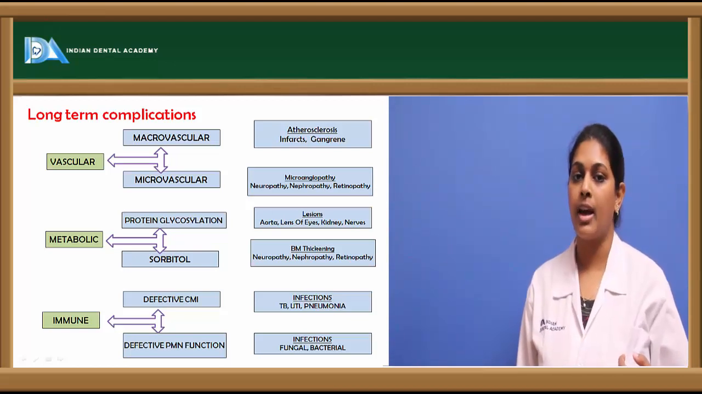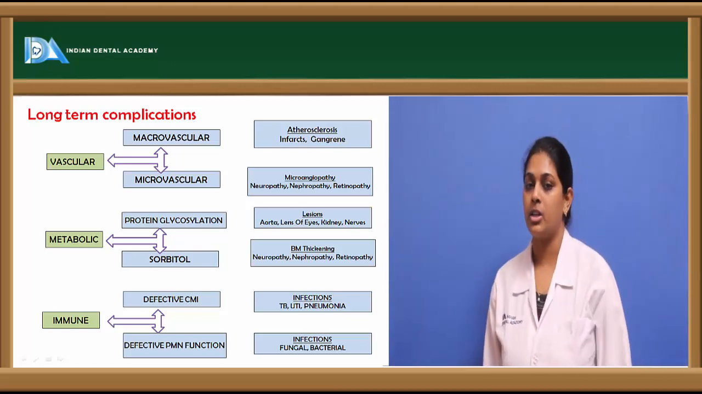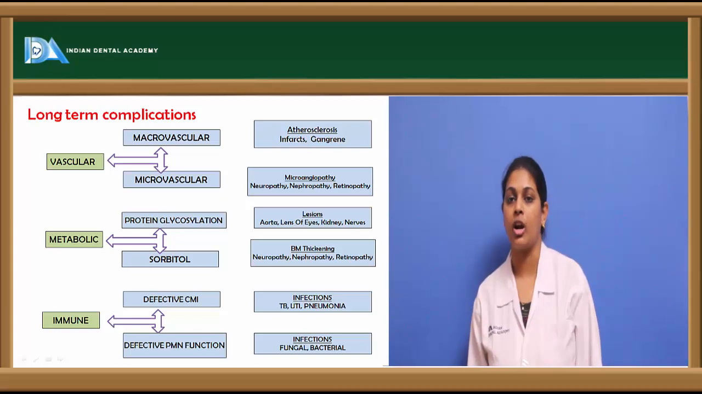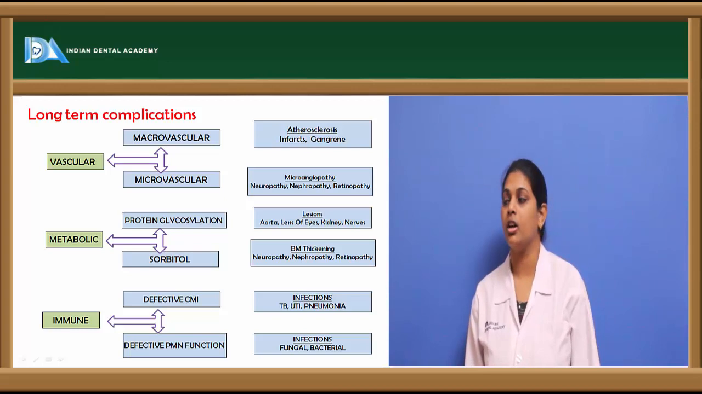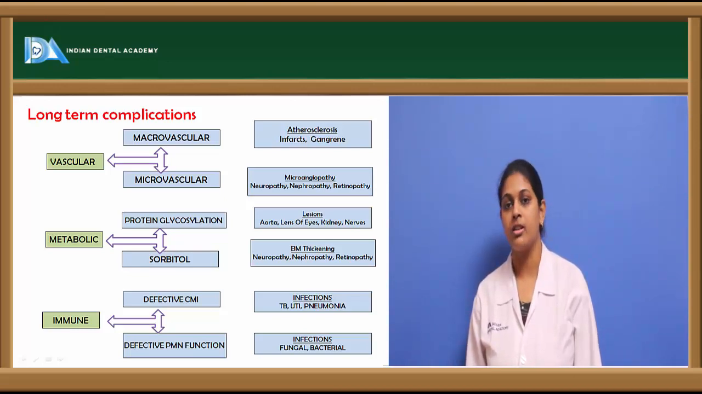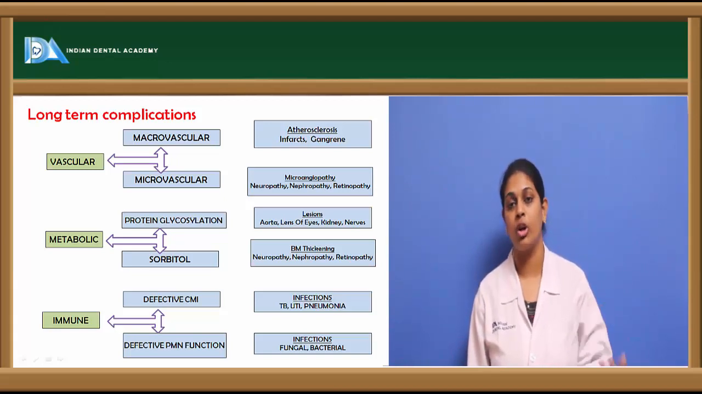Coming to the immune mechanism, when diabetes mellitus is because of autoimmune destruction, or because of a defect in the cell-mediated immune response, this could result in infections, and it forms one of the contributing factors for the development of more infections.